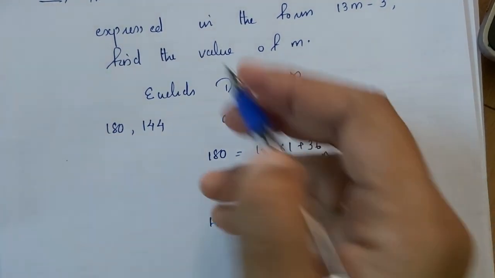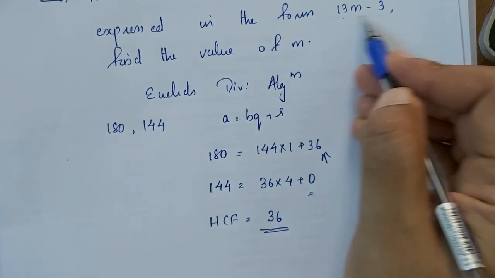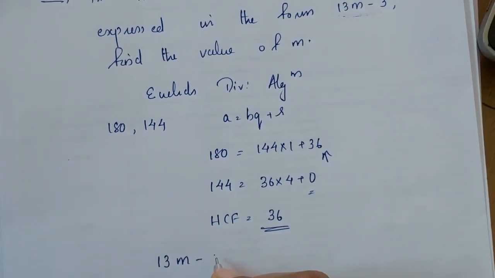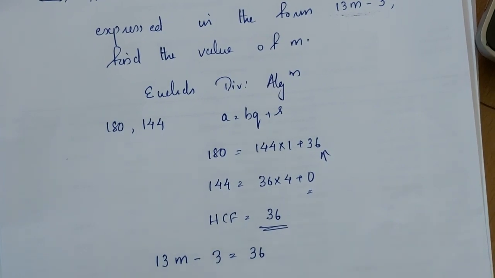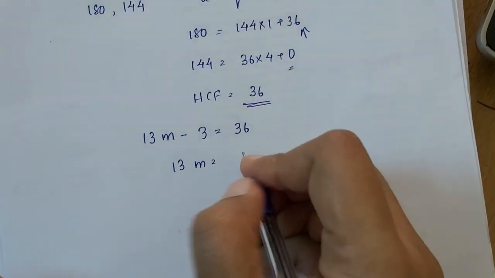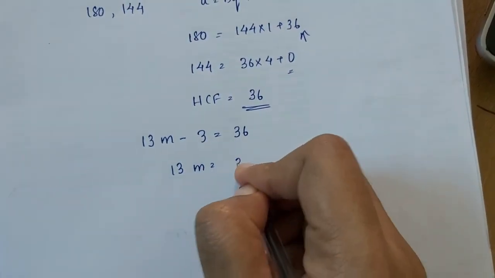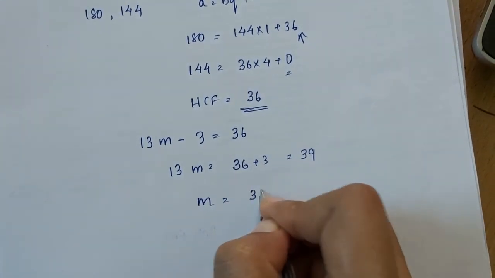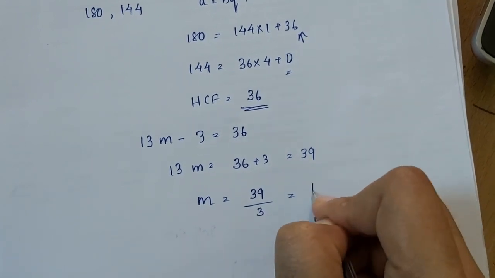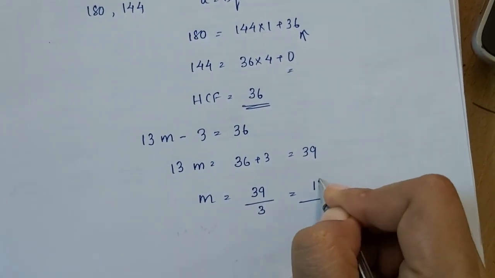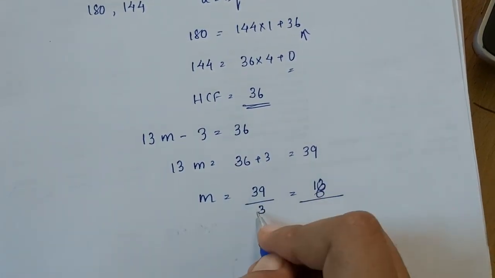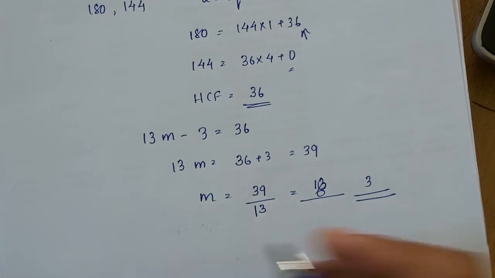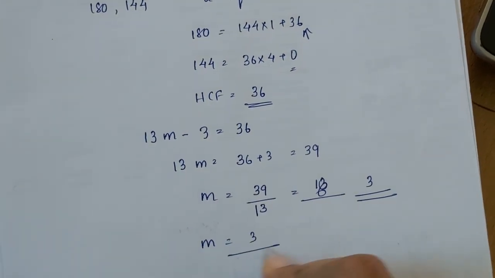Then we can substitute the expression: HCF is expressed in the form 13m minus 3. So 13m minus 3 is equal to 36. 13m is equal to 36 plus 3, which is equal to 39. m is equal to 39 divided by 13, which is equal to 3. So the value of m is equal to 3. Okay.